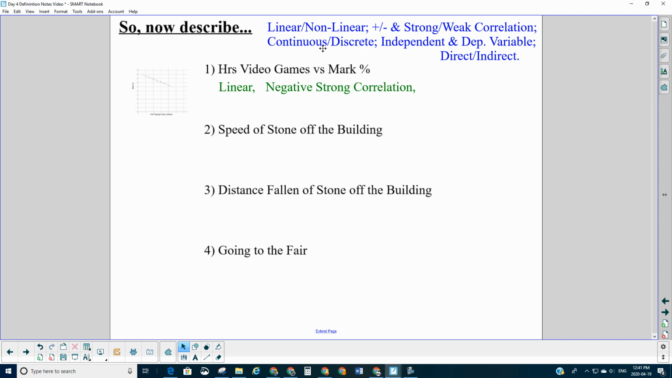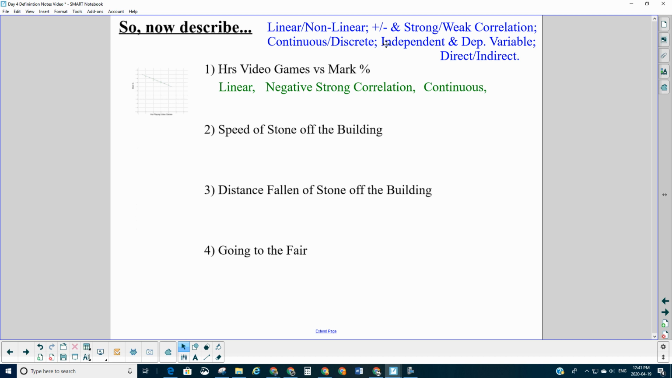Is this one continuous or discrete? So can we consider in between the points? I think we had like 2 hours, and 2.5 hours, and 3 hours. Could you consider 2.75 hours? Yes. Could you get a mark in between the ones that are there? Yes. So we say that this is continuous, and you can see that with a solid straight line.